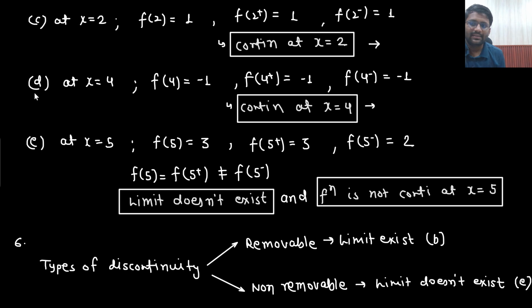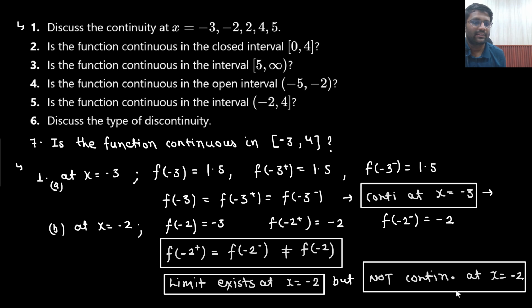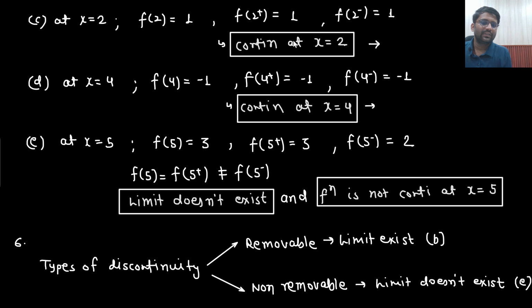And here examples D, C and A will not come in the discontinuity examples, right? They are asking about the type of discontinuity, which will be discussed only if the function is discontinuous. Here the function is discontinuous, so I see whether the limit is existing or not. Yes sir, limit is existing, that means it is the removable type of discontinuity. Here the function is continuous, so I will not talk about it. Function is discontinuous here, and limit is not existing, that means it is non-removable type of discontinuity.